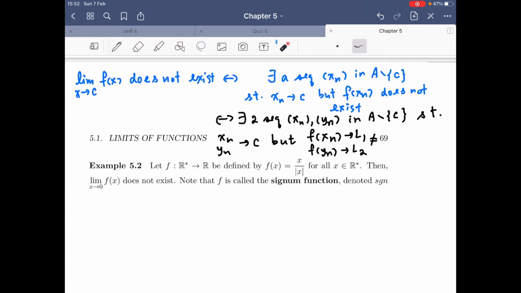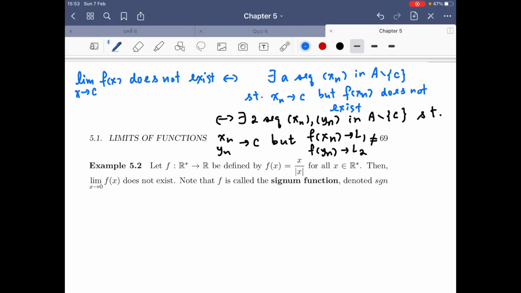Or, if you can find two sequences x_n and y_n, again in the domain except that point c, such that both x_n and y_n go to c, but f(x_n) goes to L1 and f(y_n) goes to L2, which are not the same, then we can also conclude that the limit of the function at that particular point does not exist. So let us use these two criteria to go over some examples.